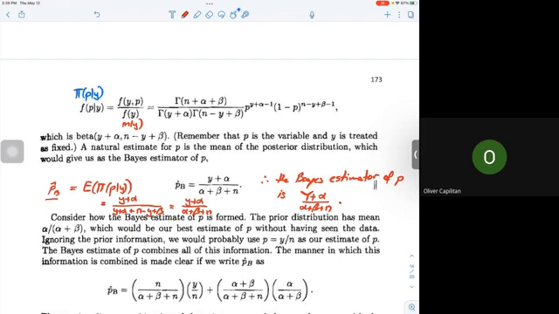Actually, sabi niya dito, which would give us the base estimator of P. Not the estimator, it's actually the base estimate of P. Kasi itong Y dito is the realized value of our statistic Y. So it's the base estimate of P. But if we're going to find the base estimator of P, so it should be capital Y plus alpha over alpha plus beta plus N.